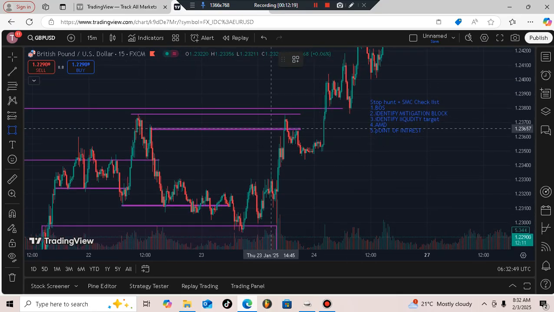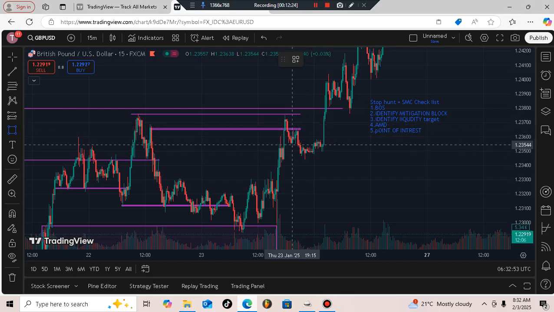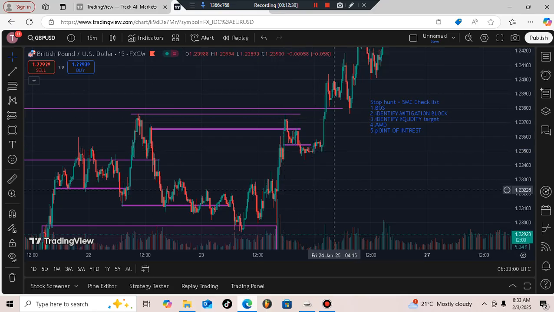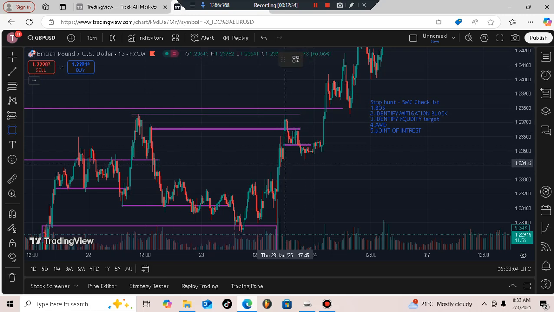But as you can see what happened here, once you've identified your mitigation block, your liquidity targets are going to be quite simple. Your first one is going to be right here on this fair value gap that people would have expected as a fair value gap, but because of that down candle order block right there under, it's your liquidity sweep. And obviously people would think that's a fair value gap. That will be your liquidity target one.